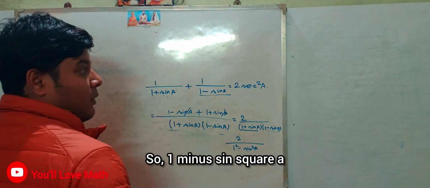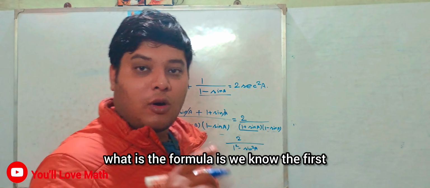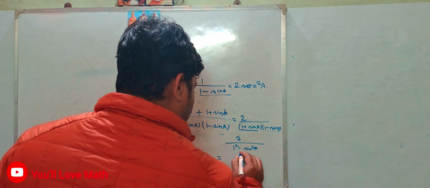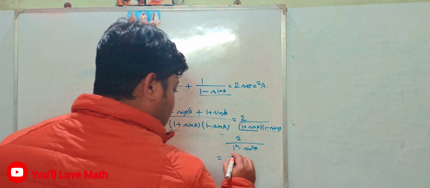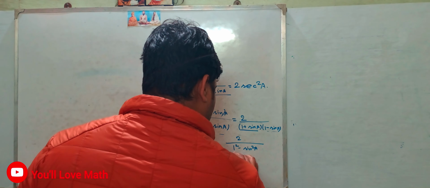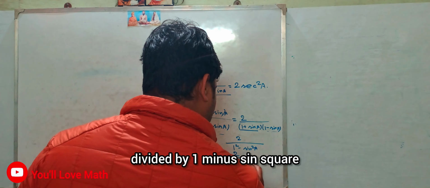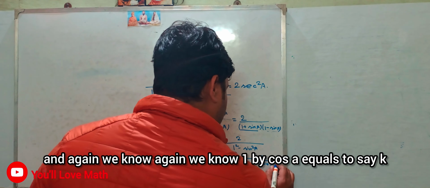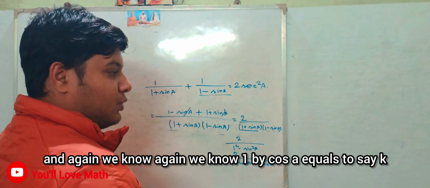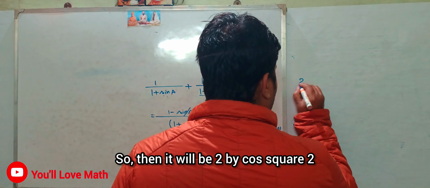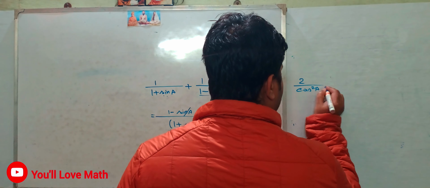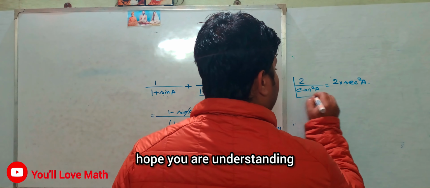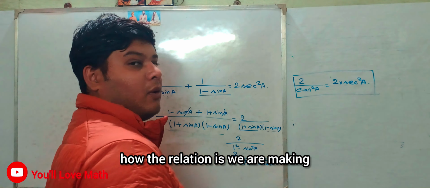So 1 minus sine square a, what is the formula? We know the first formula is sine square theta plus cos square theta equals 1. So 1 minus sine square a is cos square a, so 2 by cos square a. And again we know 1 by cos a equals sec a. So 2 by cos square a equals 2 into sec square a. So hope you are understanding how the relation is we are making.